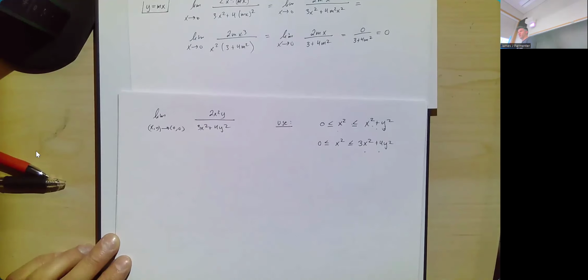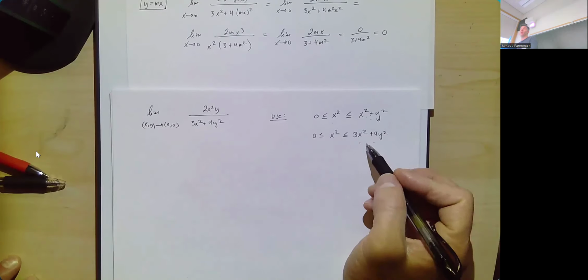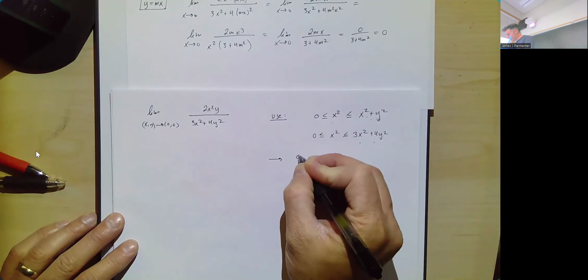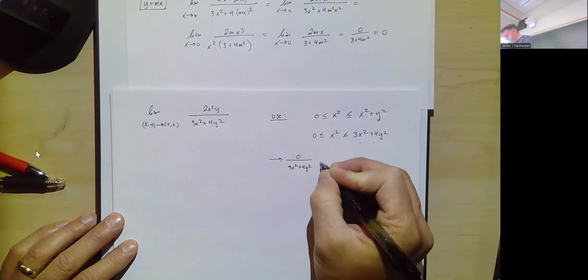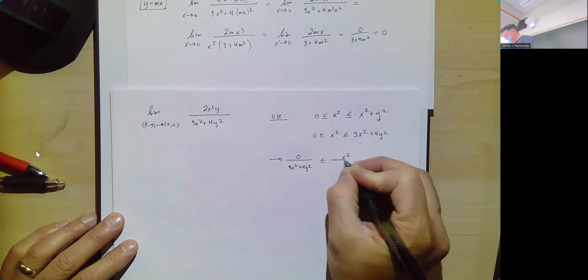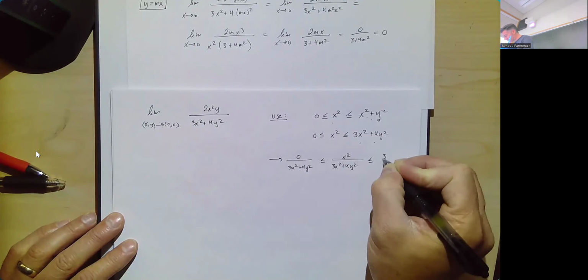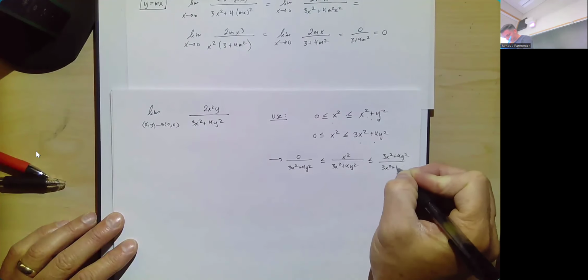Okay, but here's the real kind of fancy part. I'm going to divide everything by the thing that I want to be the denominator. So rewrite this as 0 divided by 3x squared plus 4y squared is less than or equal to x squared divided by 3x squared plus 4y squared is less than or equal to 3x squared plus 4y squared divided by 3x squared plus 4y squared.